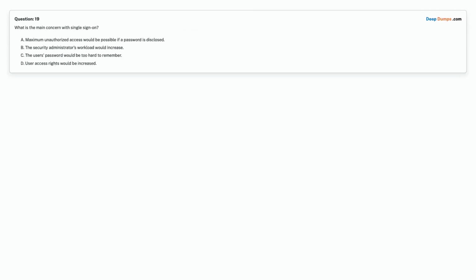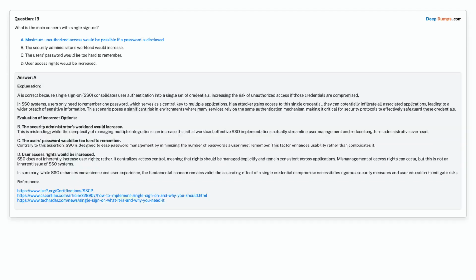Question 19. What is the main concern with single sign-on? Option A. Maximum unauthorized access would be possible if a password is disclosed. Option B. The security administrator's workload would increase. Option C. The user's password would be too hard to remember. Option D. User access rights would be increased. Choose the correct answer. Correct answer is option A. Maximum unauthorized access would be possible if a password is disclosed.